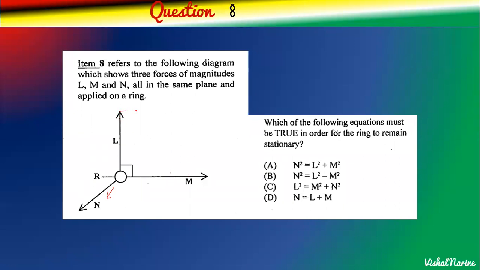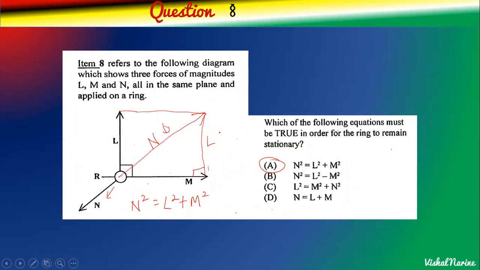So we can complete the parallelogram, applying the parallelogram rule that we learned. So basically we're trying to find this here. So we can say that this is N because this here will equal N. This here will equal L because that's the side here. So using Pythagoras theorem, we'll see that N squared will equal L squared plus M squared. And that answer will be B. All right, so any question on this here? No, so we see that we're good.